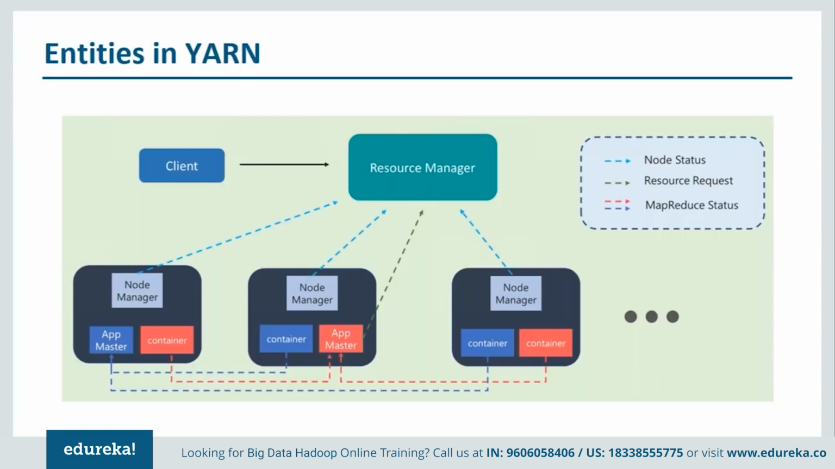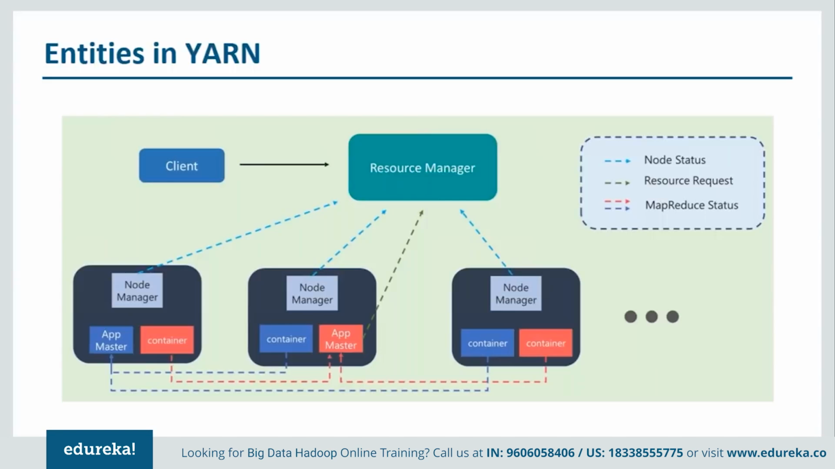The resource manager has a pluggable scheduler component which is responsible for allocating resources to various running applications based on capacity, queue, and other factors. The scheduler is a pure scheduler in the sense that it performs no monitoring or tracking of status for the application, offering no guarantees on restarting tasks that are not carried out due to either hardware failure or application failure. The scheduler performs its scheduling function based on the resource requirement of an application by using the abstract notion of a resource container, which incorporates resource dimensions like memory, CPU, disk, and network.